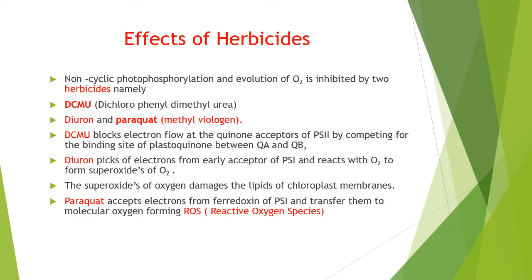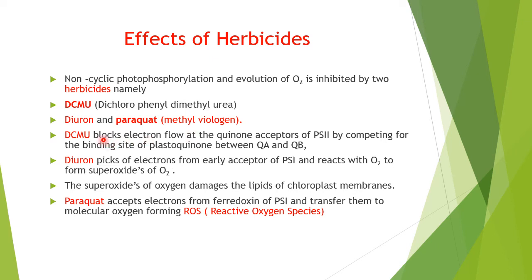Let us see what are the effects of herbicides on this electron transport system or on this photophosphorylation. Non-cyclic photophosphorylation and evolution of oxygen is inhibited by three herbicides, namely DCMU (dichlorophenyl dimethylurea), diuron, and paraquat (methyl viologen). What are they doing? We'll see it in the diagram. They are blocking the electron flow.